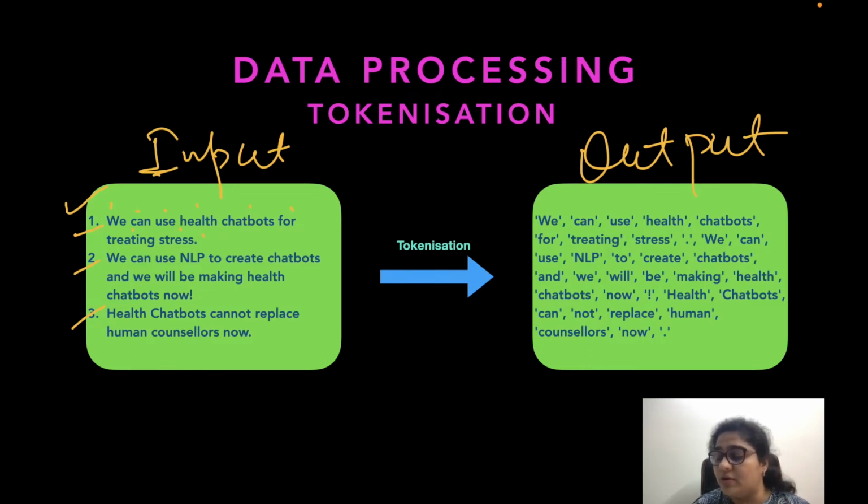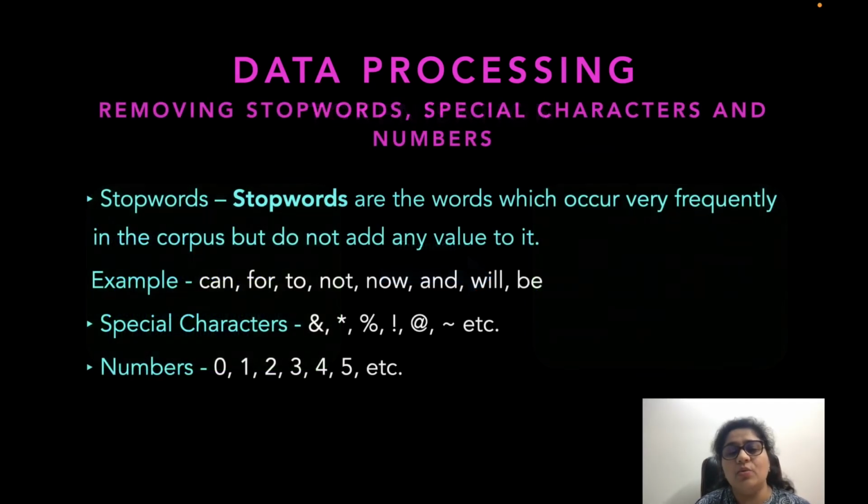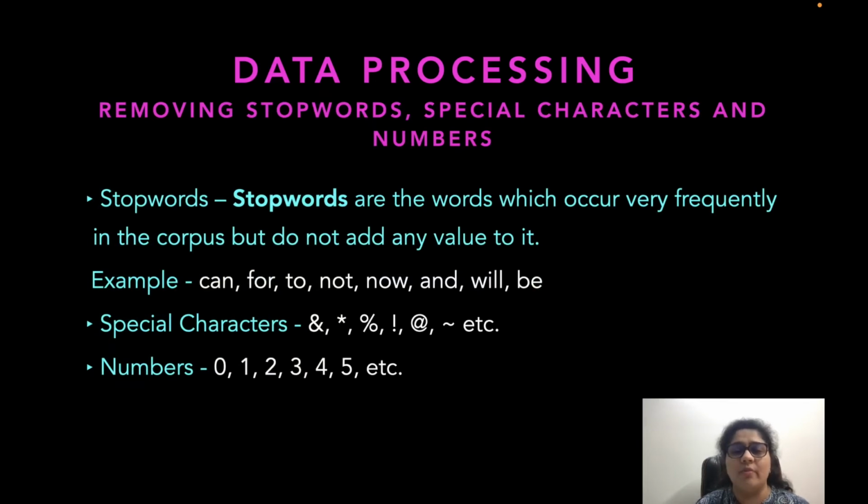How many tokens? 1, 2, 3, 4, 5, 6, 7, 8, 9. See, all these are separate tokens. Similarly, for the second sentence we have got tokens, and for the third sentence. I hope tokenization is very clear now. From here, we'll move to the next step, which is removing stopwords, special characters and numbers.